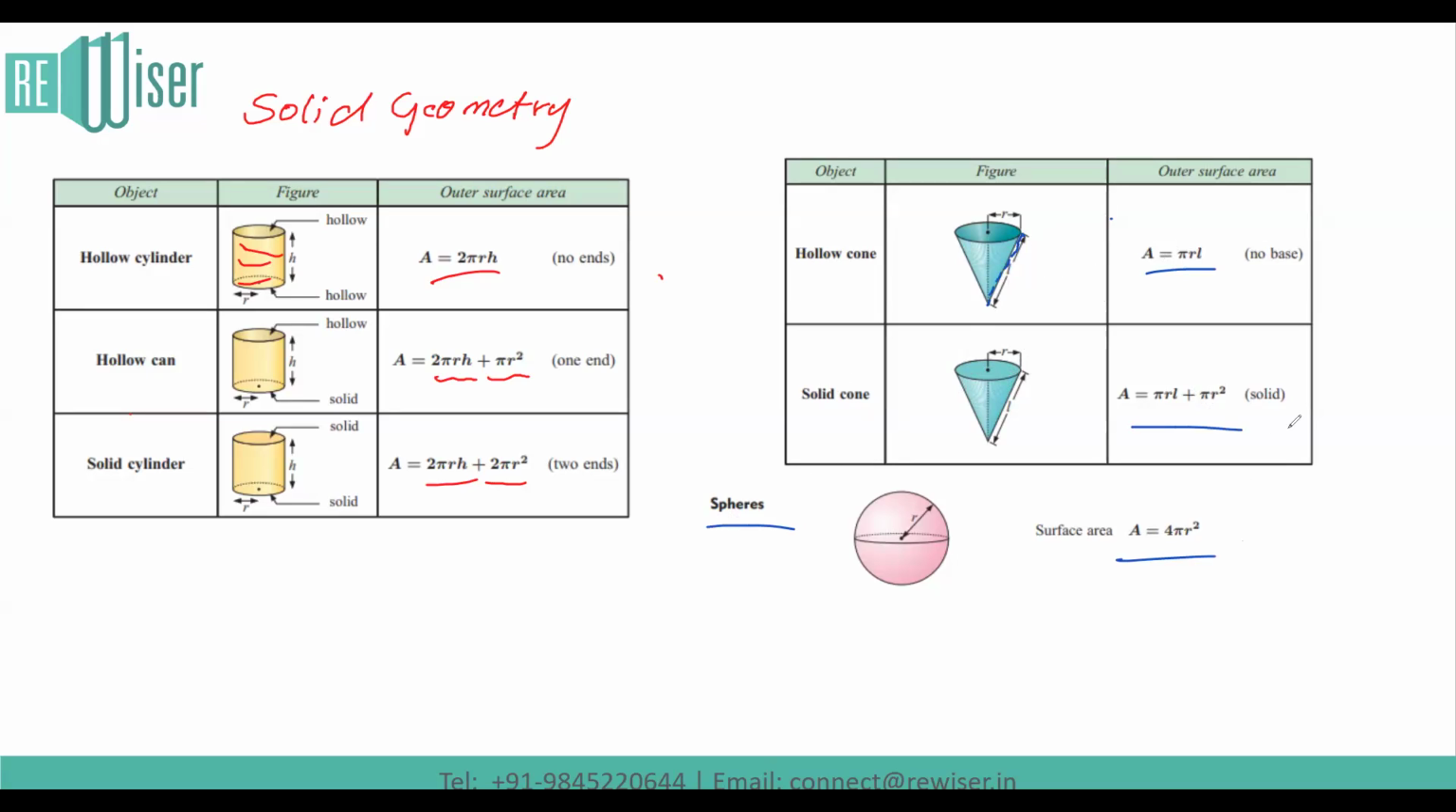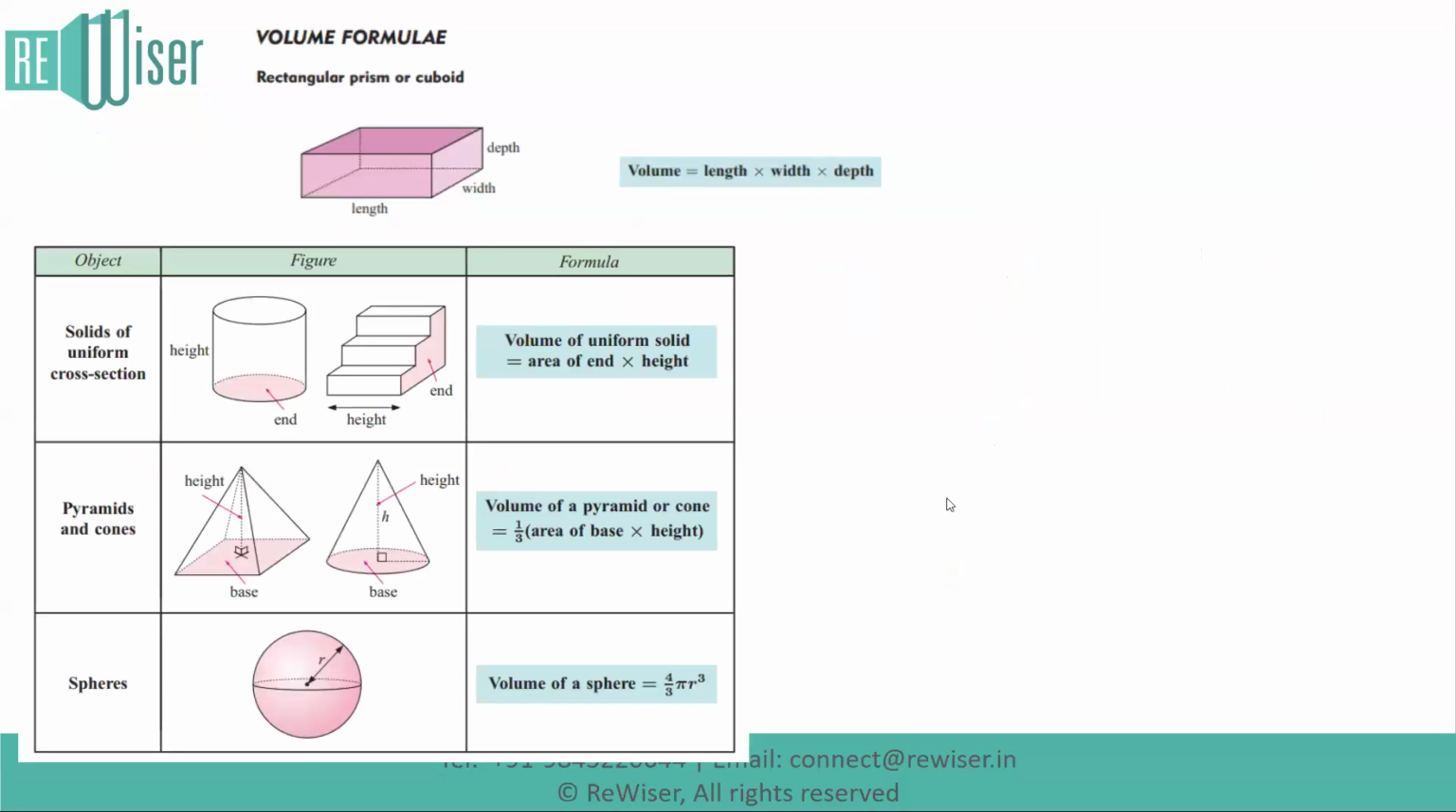Can you quickly make a note on these formulas? Mainly, if you want, you can just make a note on these three. And here are some of them.